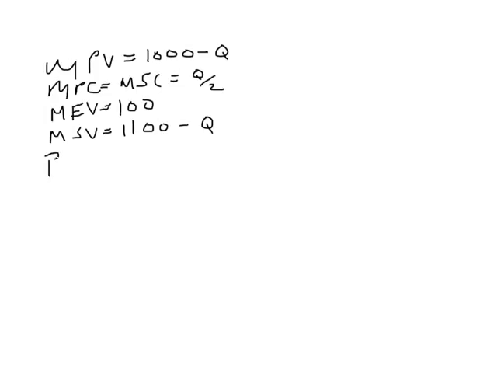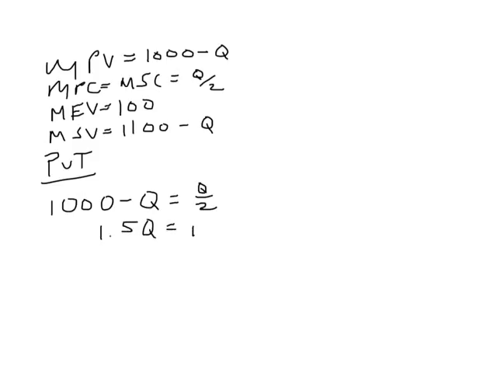So the private market outcome: we just set the marginal private cost and the marginal private value equal to one another. So 1.5Q is equal to 1,000. So Q is 667. P is 333.